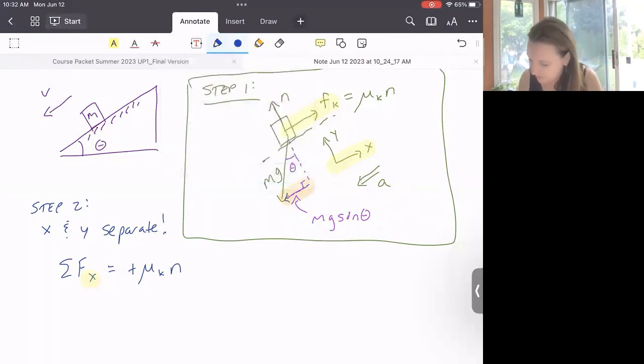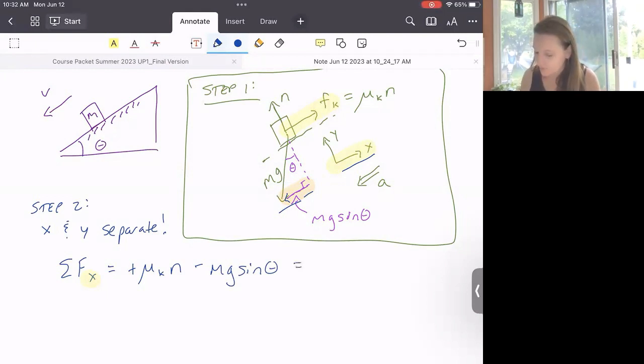So we end up here with this, it's pointed down the ramp in my negative x direction, right? Negative x compared to what I've called positive up the ramp. So I write minus mg sine theta. That's my step 2 for the x direction. I'm going to move on to step 3.